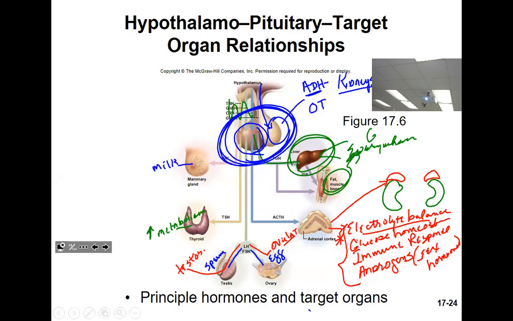Some people don't make enough milk because they don't have prolactin. Please don't tell me that oxytocin makes milk. It doesn't.